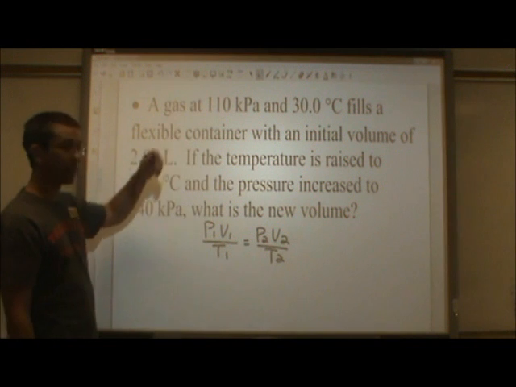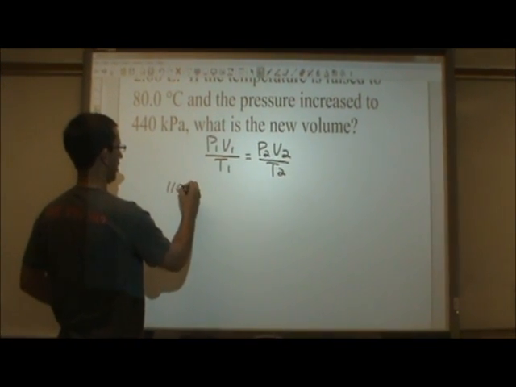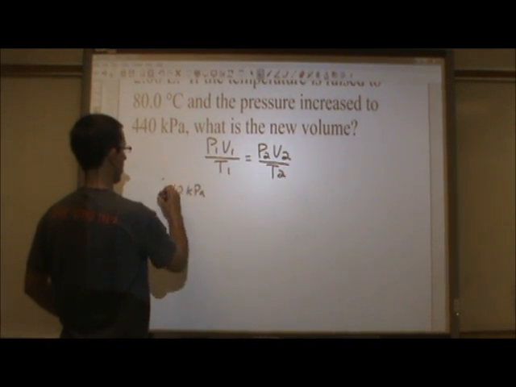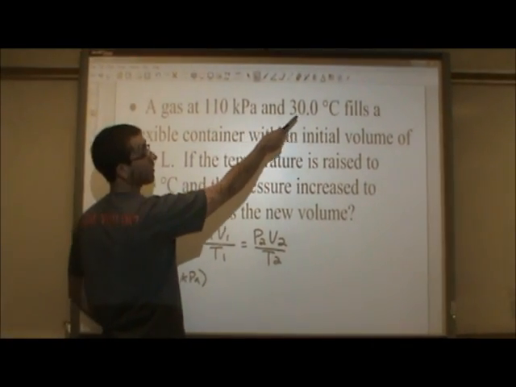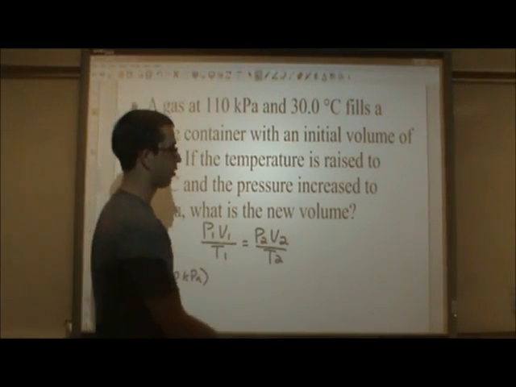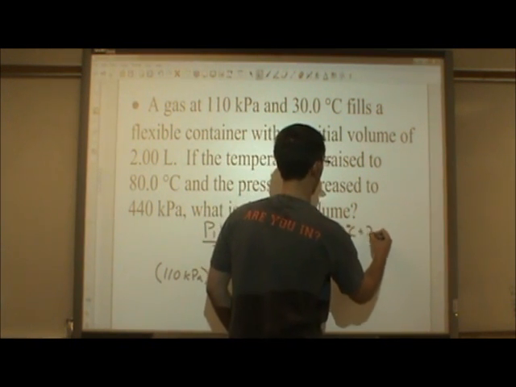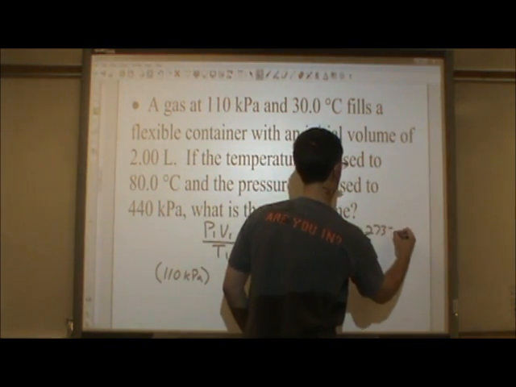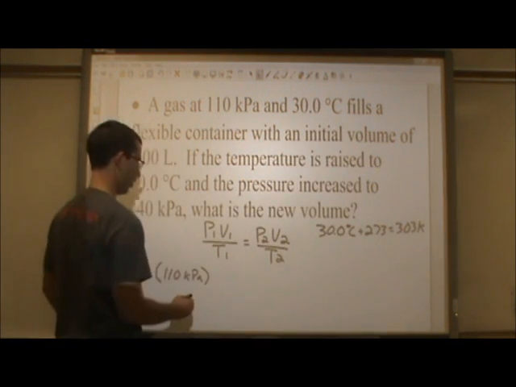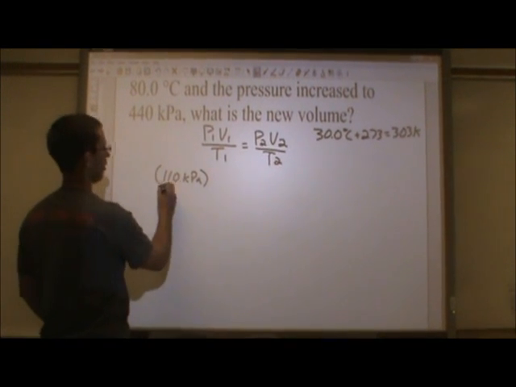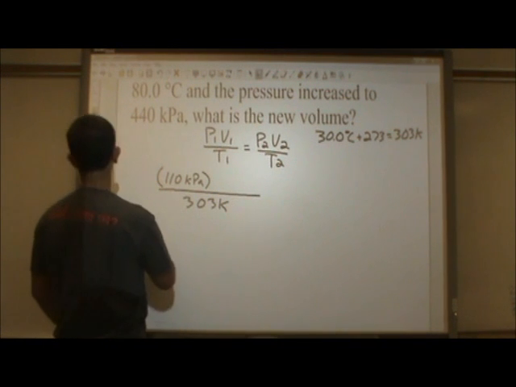So 110 kilopascals, that's our starting pressure. Okay, so we have 110 kPa at 30.0 degrees Celsius. We don't like it in Celsius. Let's change it over to Kelvin, add 273 to it, and we get 303 Kelvin as our starting temperature.